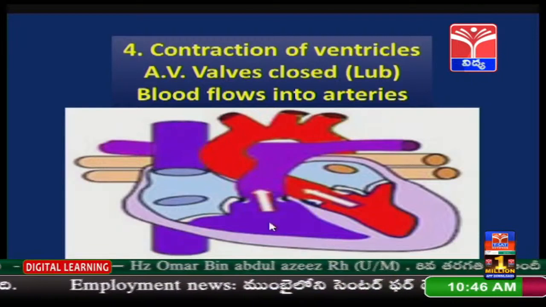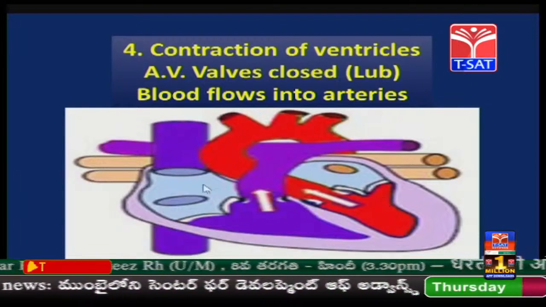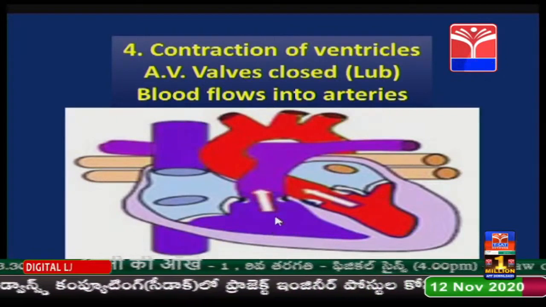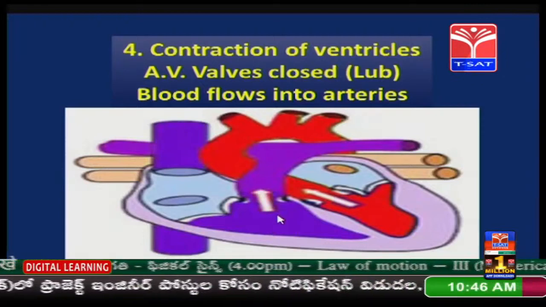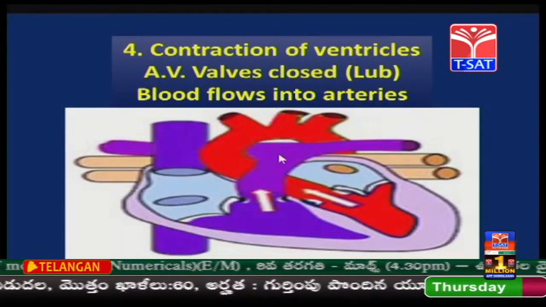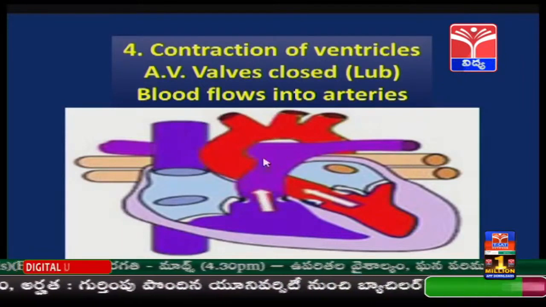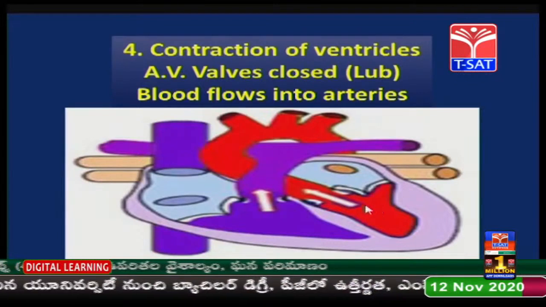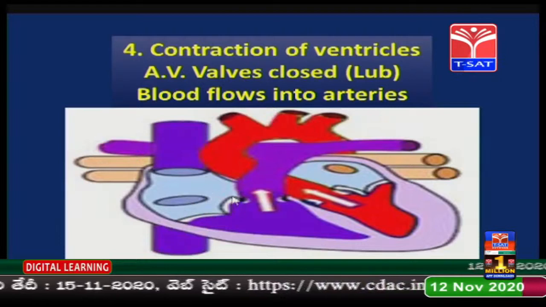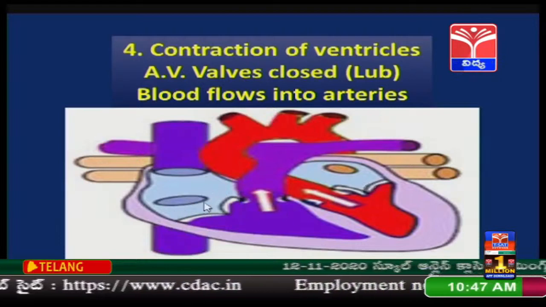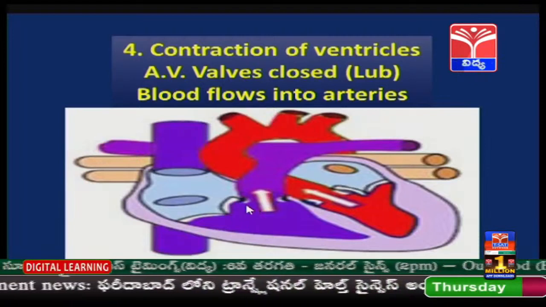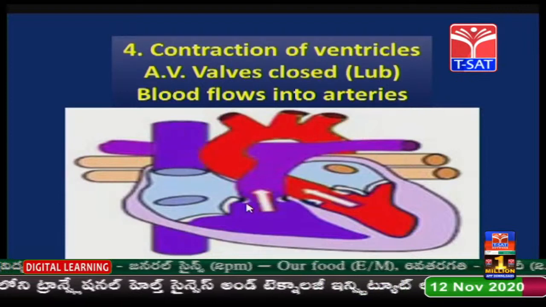When the ventricles start contracting, the atria start relaxing. The blood from the ventricles tries to flow towards the blood vessels. From the right ventricle, the blood is pumped into the pulmonary artery, whereas from the left ventricle it flows towards the aorta, and the blood also tries to flow back towards the atria, but the valves present between the atria and ventricles close. Then we can hear a sharp sound of the heart called lub.